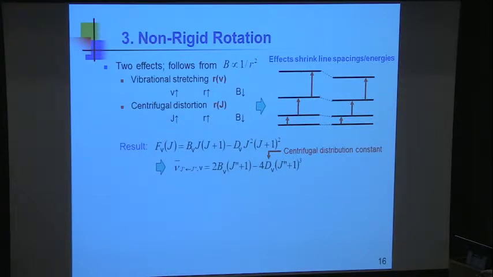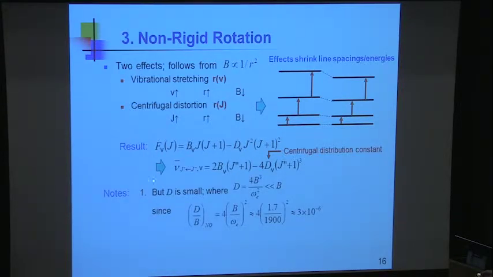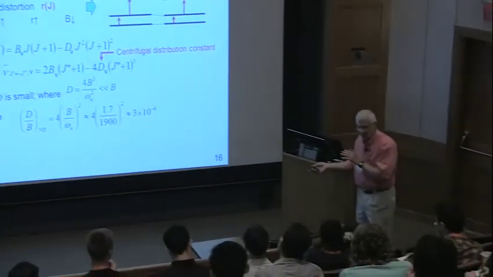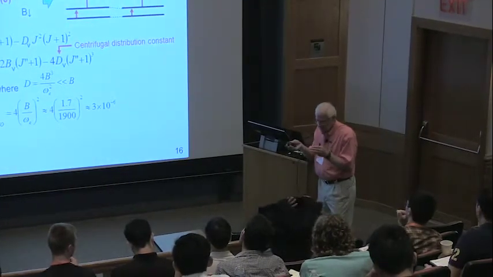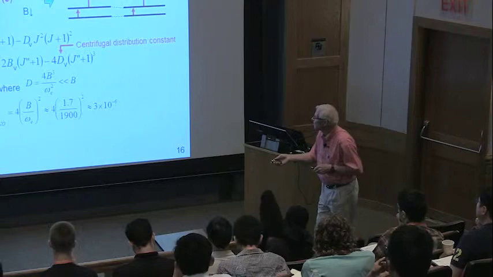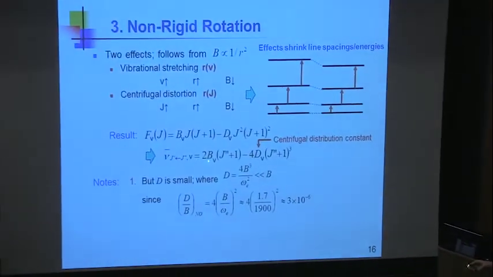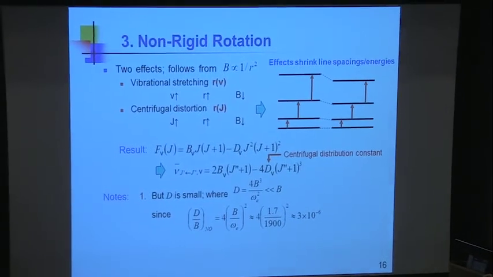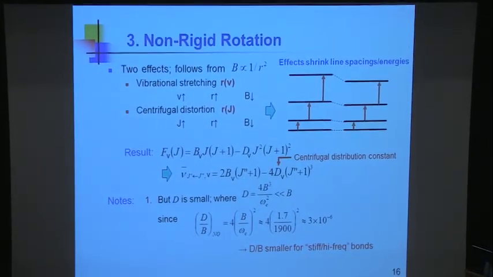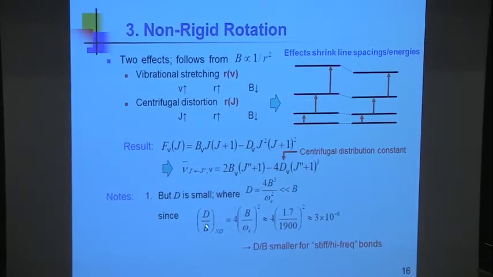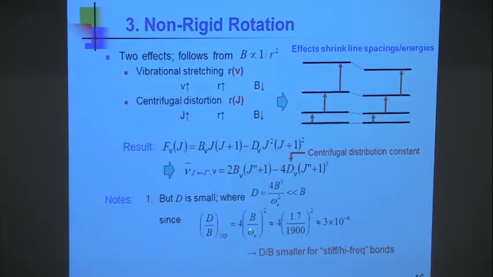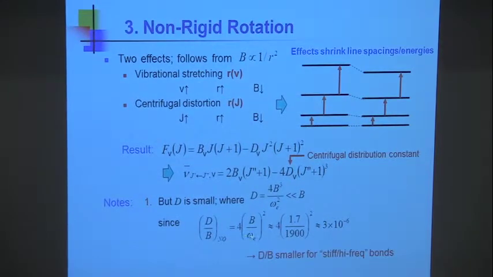There are two corrections that come into play, and these turn out to be small numbers. It turns out that D, this is an approximate relationship, for example, D over B for nitric oxide is about 10 to the minus 6. So unless you're being really precise, this is not a big deal. But if you're trying to understand exactly where the line position is, we'll put that in. So the correction to the rigid rotor is the correction for vibrational quantum number and the rotational distortion. Notice that this B over omega will turn out to be the vibrational frequency. So when you have a stiff molecule with a high frequency, this D over B is even smaller.